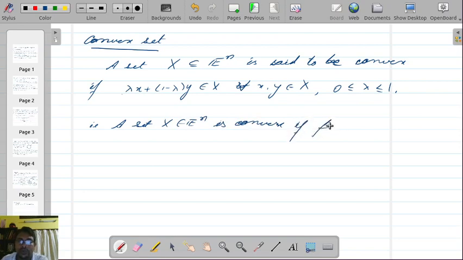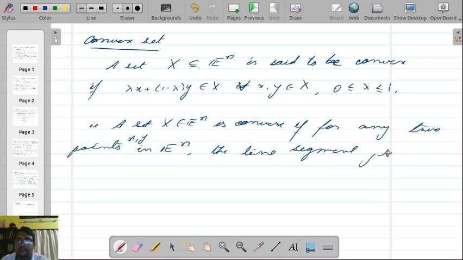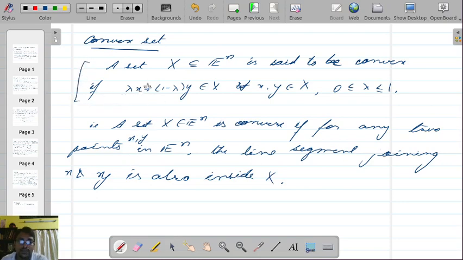That is, a set X in E^n is convex if for any two points x, y, the line segment joining x and y is also inside X. This is what I have written symbolically in the earlier part: a set X is said to be convex if lambda times x plus (1 minus lambda) times y is in X whenever x and y are in X and 0 less than or equal to lambda less than or equal to 1.